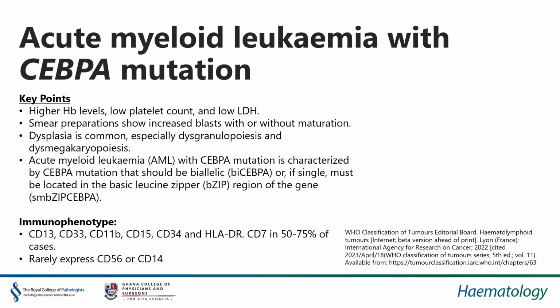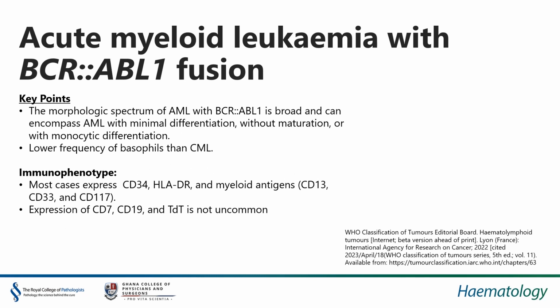Now looking at acute myeloid leukemia with the BCR-ABL1 fusion, the morphological spectrum of AML with this is quite broad and can encompass AML with minimal differentiation, AML without maturation, or with monocytic differentiation. Most cases will express CD34 and HLA-DR, as well as our other myeloid antigens. However, aberrant expression of CD7, CD19, and TdT is not uncommon. But of course, it's impossible to diagnose these patients without our colleagues in the molecular services.